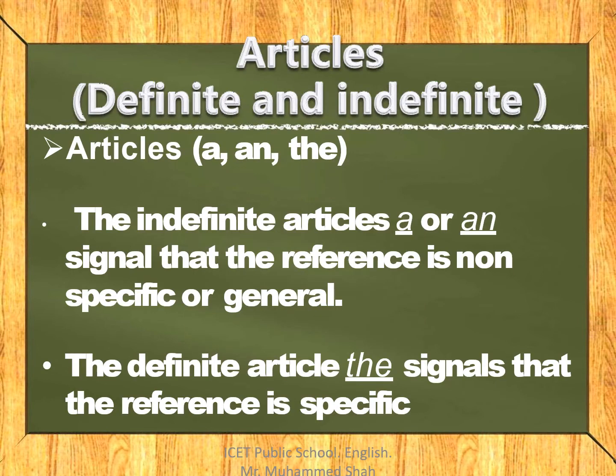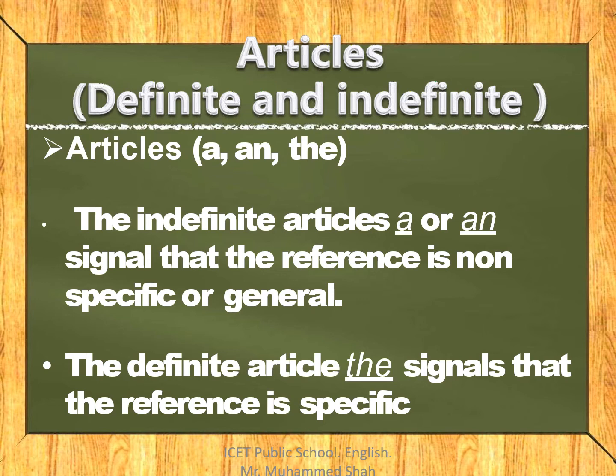Now we can look at the determiners one by one. Article, first of all, definite article and indefinite article. 'A', 'an' and 'the' are the articles. The indefinite article, 'a' or 'an', signals that the reference is non-specific or general. So that is the meaning of the indefinite article. The definite article 'the' signals that the reference is specific. That means the noun is a special noun.